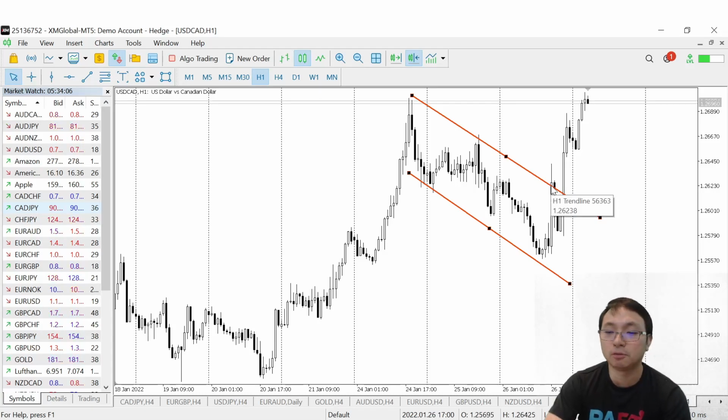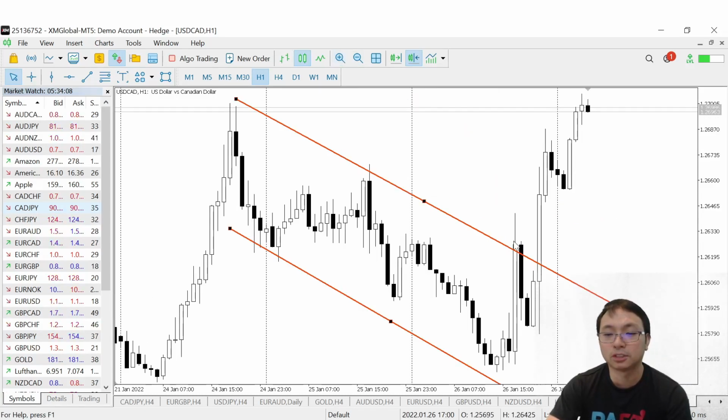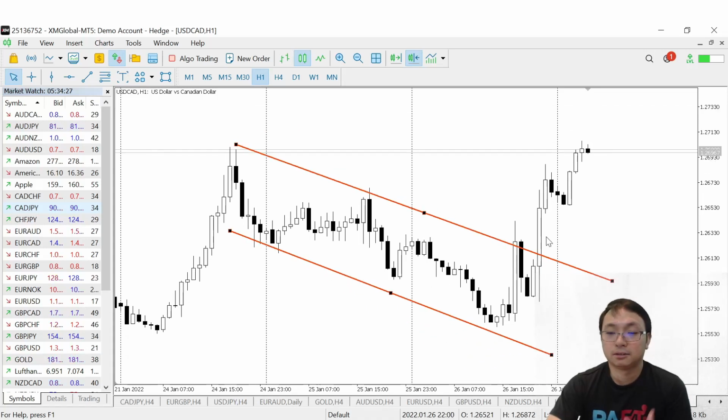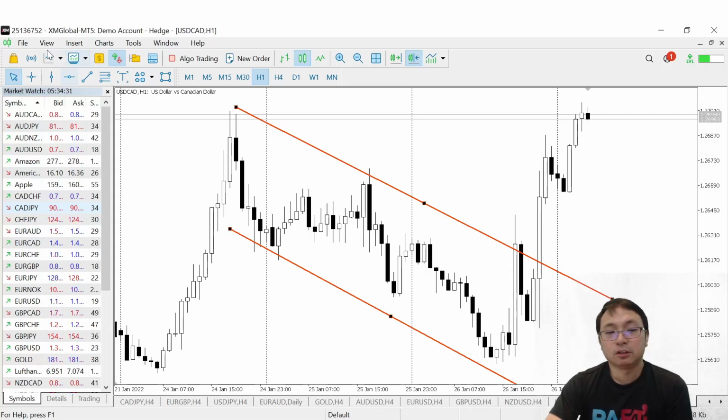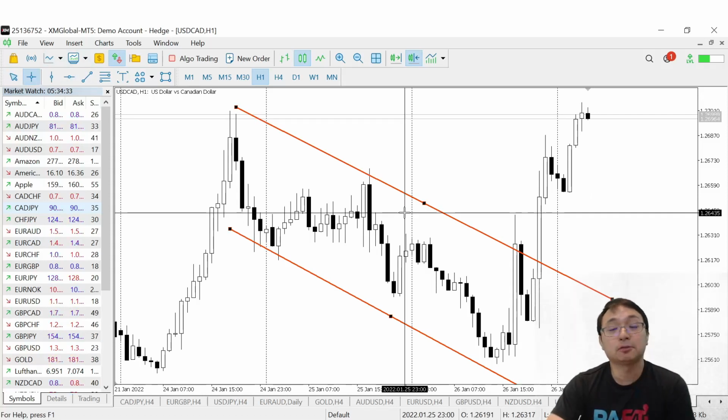Kasi kung yung close niya, kung makikita nyo, itong close na to, parang it just barely got out, hindi yan masyadong considered, no, as a good close kasi baka mamaya bumalik lang. True enough, bumalik pero it did still continue its trend afterwards. So, sa atin, medyo may conviction yung breakout natin. So, kailangan the candlestick has to close outside of that consolidation. Now, once it closes outside, there are two ways to enter that.